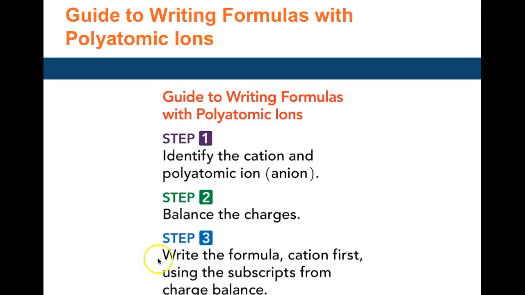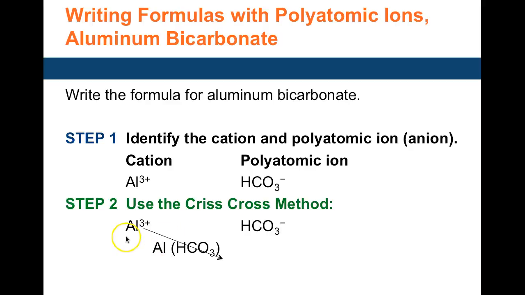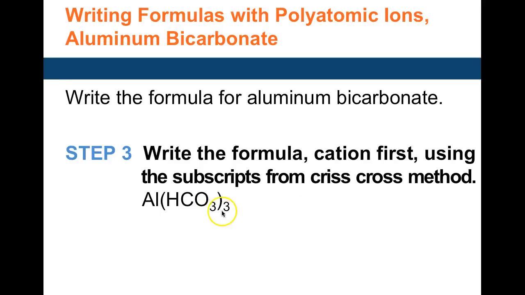So again, the principle here is identify what the cation is, the polyatomic ion is, what its charge is, balance those charges, and then write down the formula that shows the complete charge balance of the ions. So here you're doing aluminum bicarbonate, or aluminum hydrogen carbonate. So how do you write that? Aluminum is 3 plus, the bicarbonate is 1 negative. So again, using the crisscross method, put a parenthesis around the HCO3 and the 3 of aluminum goes there. So it will be Al(HCO3)3.